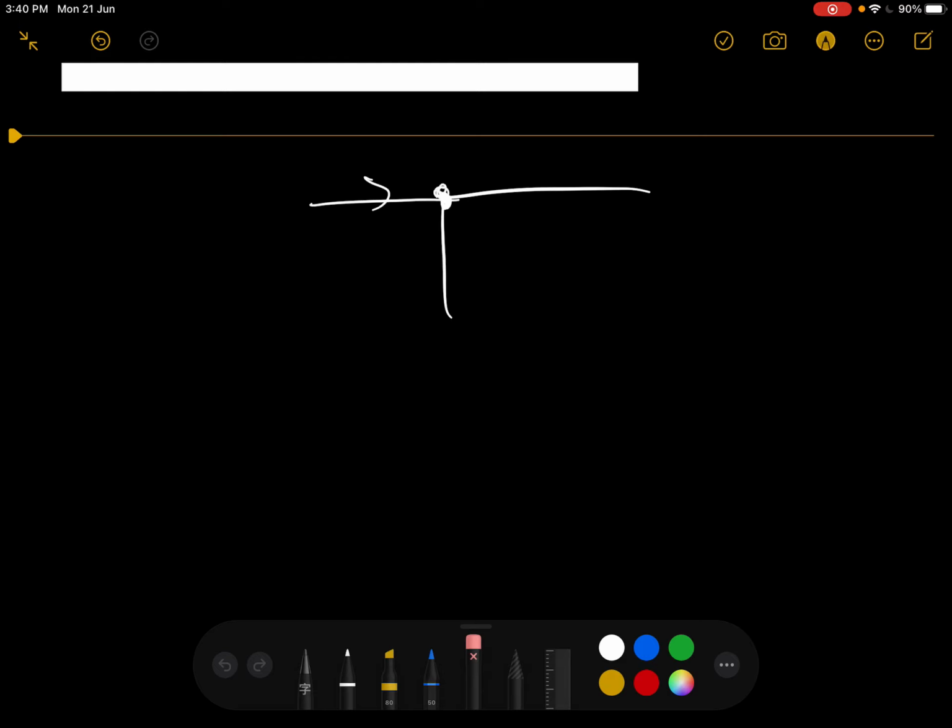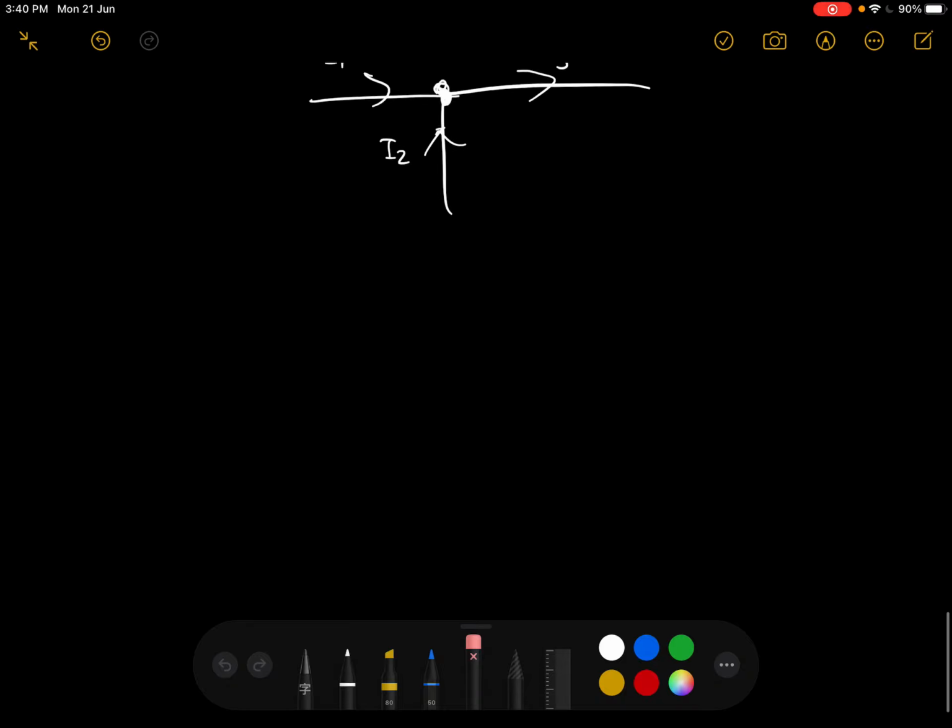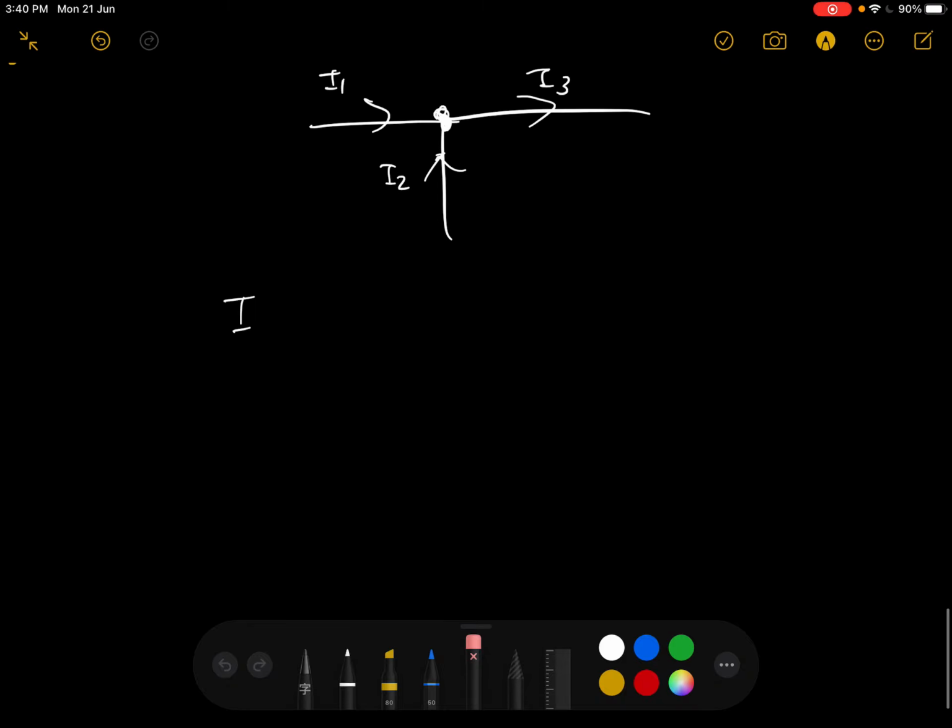Let's say your current is going in like this. We call these I1, I2, and I3. So the way we can write it is: the sum of the currents going in is equal to the sum of the currents going out.